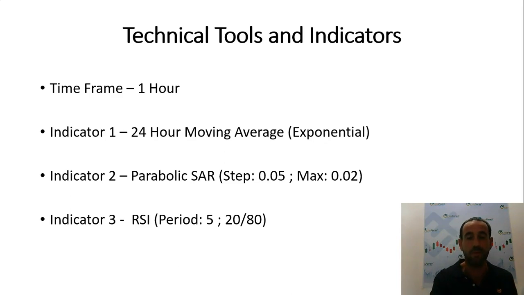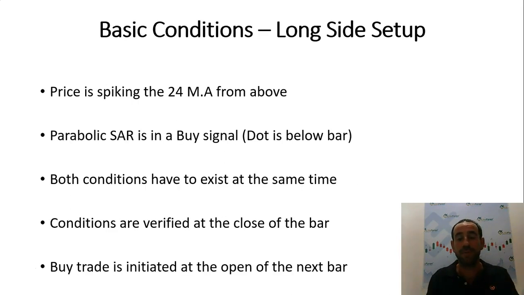We got the chart. We're moving on to define the long side setup, for example. Right, we're going to talk about the long side. We're going to talk about the short side. Basically, we're going to start with the 24 moving average. Price needs to spike that 24-hour moving average, right? So it's going to trade at some point beyond the moving average, but it's going to come back, right? It's going to close back above in this case, right?